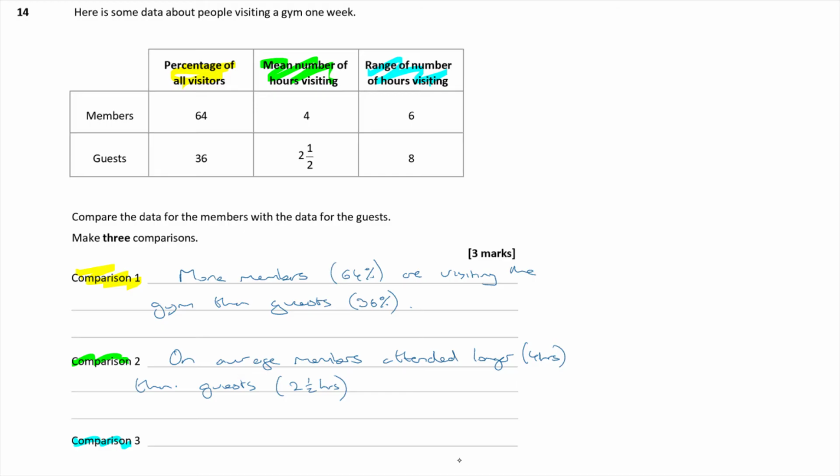So there was more variation in the number of hours visited for guests, range equals 8, than for members. Range was equal to 6. Okay, there's my 3 comparisons.